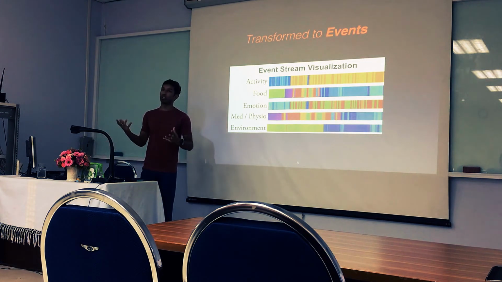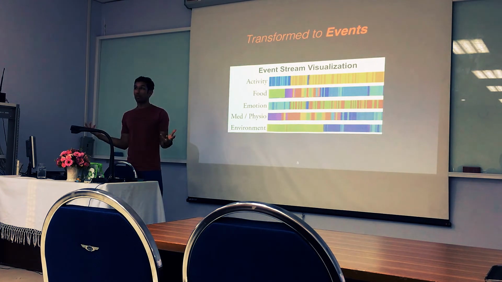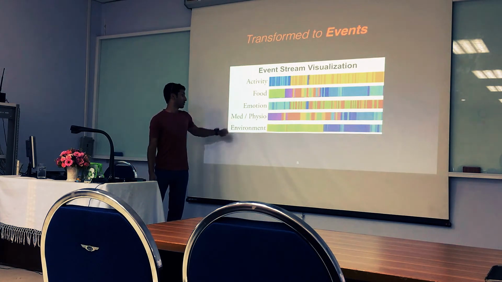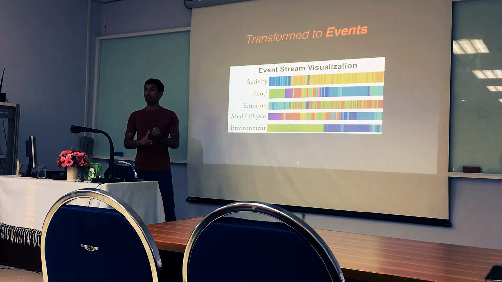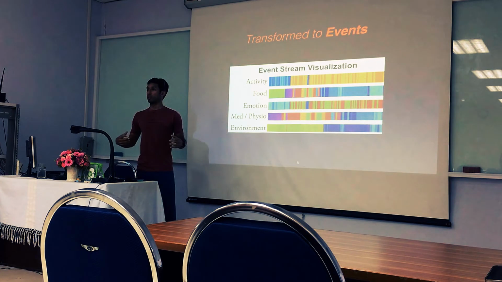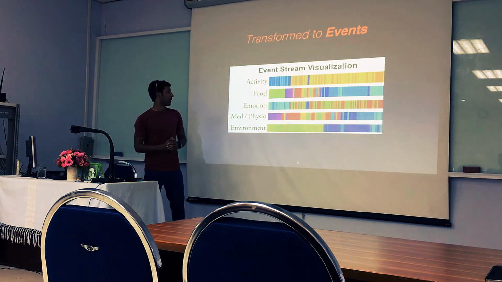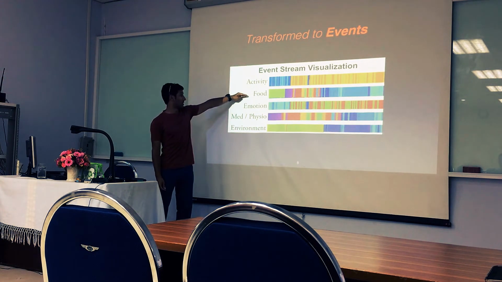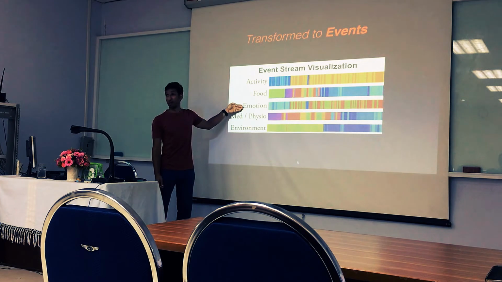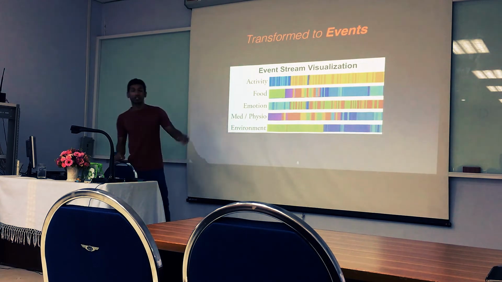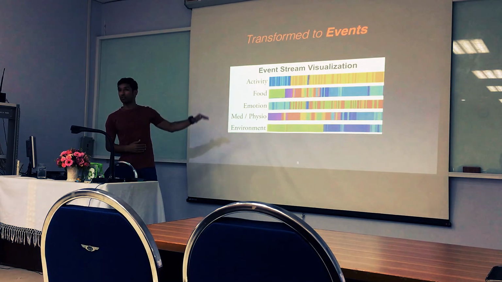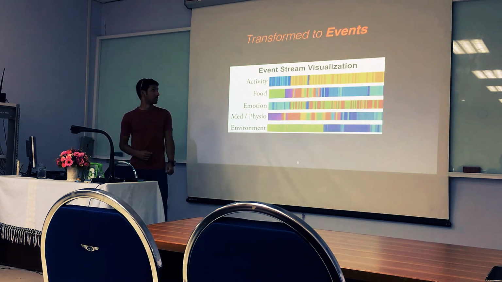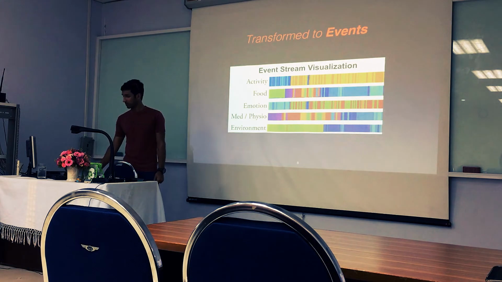So theoretically, if someone's in a hot environment and their physiology is going to change, they're going to sweat, they're going to lose blood volume, their heart rate will go up as they get dehydrated, and maybe that's going to cause them to drink some water. And then once they drink the water, they're going to feel better, and that changes their emotional status. So this is how we begin to tease apart the events in our data streams.